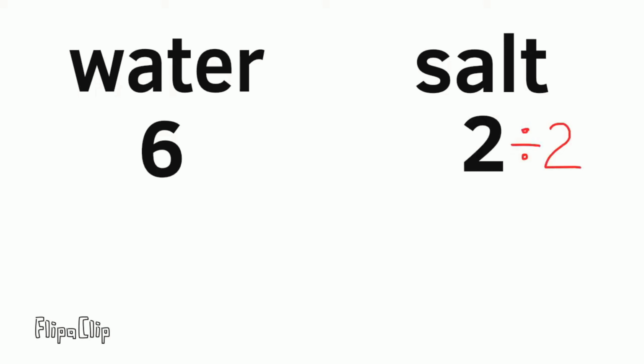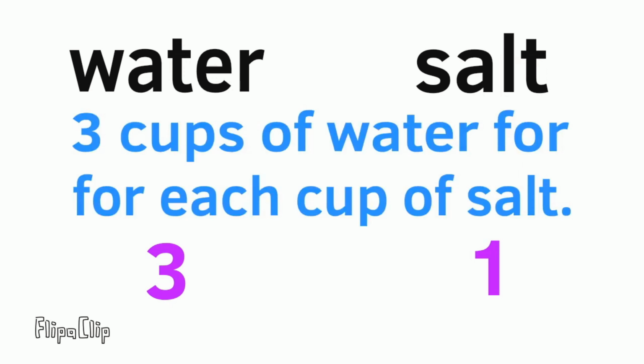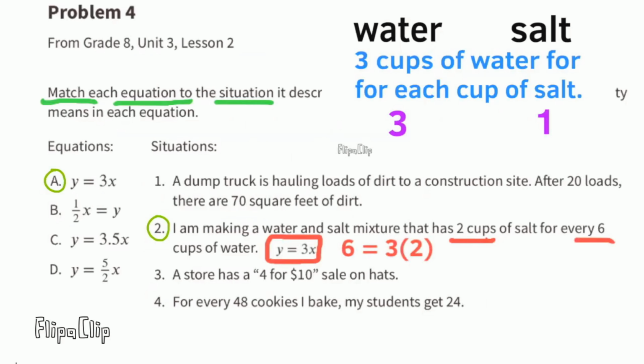2 divided by 2 equals 1. That makes 1 cup of salt. And 6 divided by 2 equals 3. That makes 3 cups of water. For this situation, I have 3 cups of water for each cup of salt. So for this equation, y could represent the amount of water, and x represents the number of cups of salt. When x is 2, 3 times 2 equals 6, or the number of cups of water. When x is 1, the number of cups of salt, 1 times 3 equals 3, the number of cups of water.